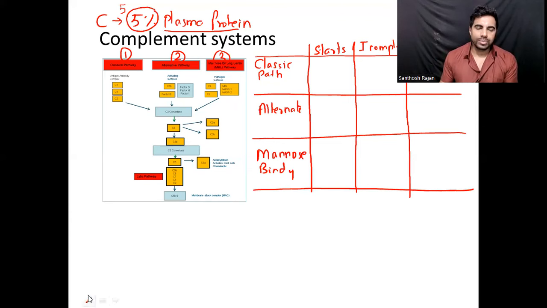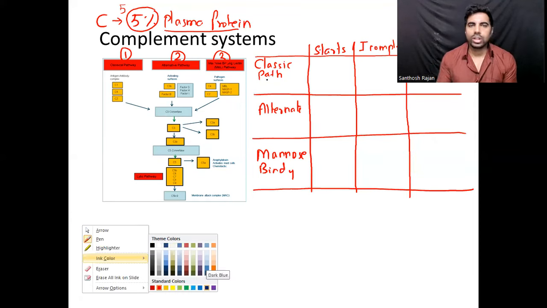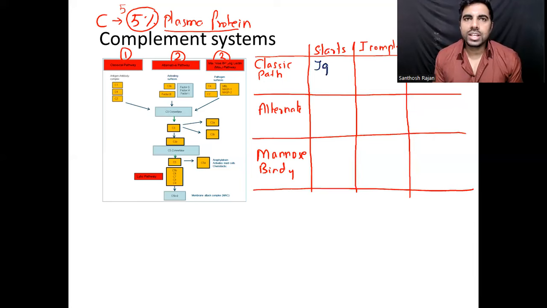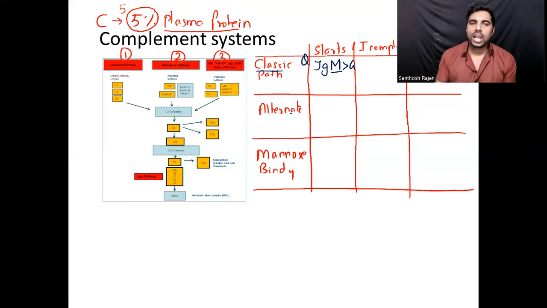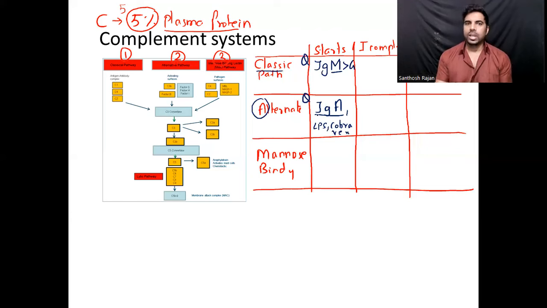First of all, in the classic pathway, if you remember, I told you who the main ones are: IgM, more than IgG. That's a question, please remember: which immunoglobulin starts the classic complement pathway? IgM. And for the alternate pathway, I forgot to tell you, it is IgA. A for A, A for alternate pathway. This is also frequently asked. The alternate pathway is stimulated by IgA, and also by lipopolysaccharides and cobra venom, but that's not that important. The usually asked question is IgA. For mannose, it is just the lectin compounds and everything. Not that important.